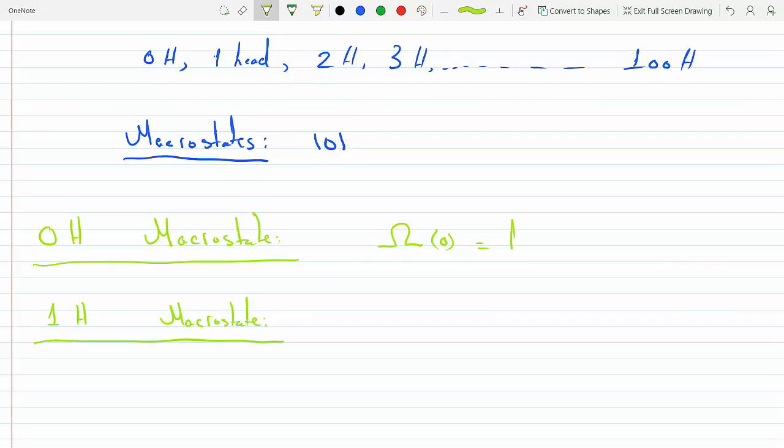Right? So there's only one way to get 0 heads, which is if everything else is tails, and therefore the multiplicity is just 1. There's only one way to do it. Now, if there's 1 head, however, the heads-up coin could be the first coin, it could be the second coin, it could be the third coin, and then you can count all the way up to 100. So there's exactly 100 possible ways where you could get a one-head macrostate, because any of the 100 coins can adopt the one-head configuration, and therefore the multiplicity of one head will be 100.